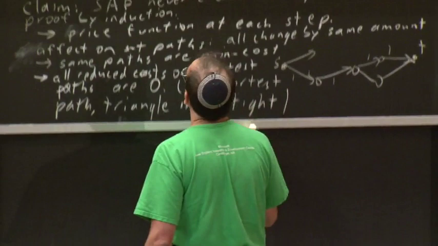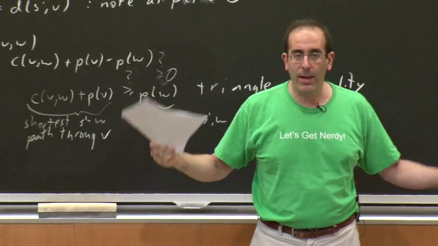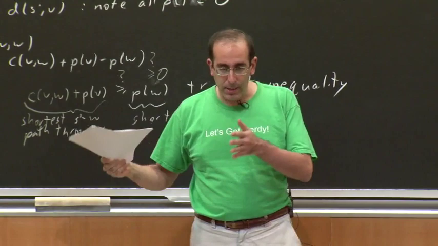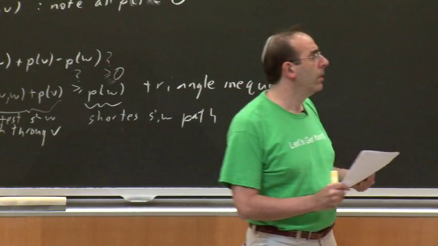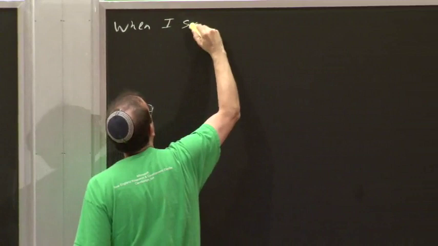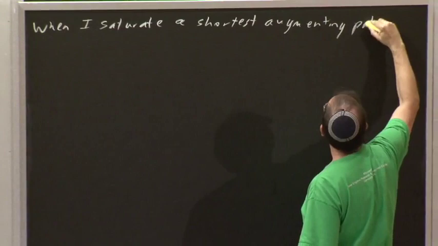So let's see where we are now. I've taken my graph, which has no negative cost cycles. I have computed shortest paths in that graph and used that to define prices. And from those prices, I get reduced costs. And those reduced costs are such that all of the shortest path edges now have cost zero. So when I saturate a shortest augmenting path, what happens? This is the crux.